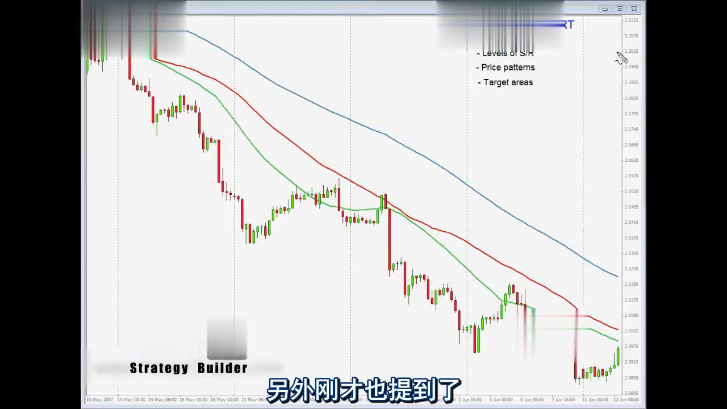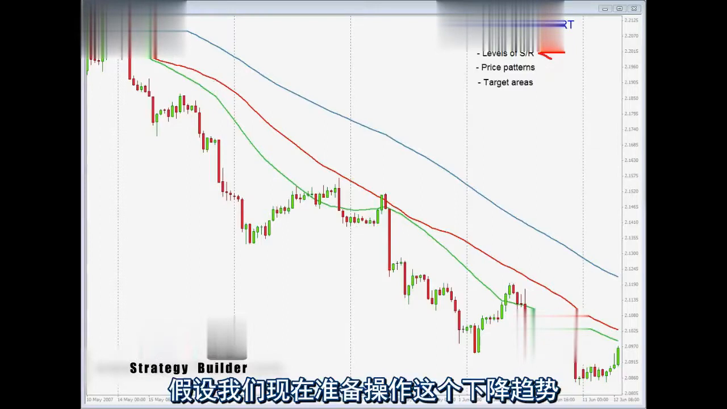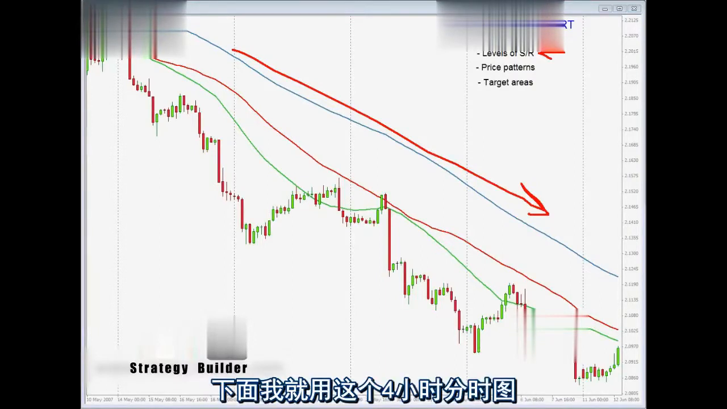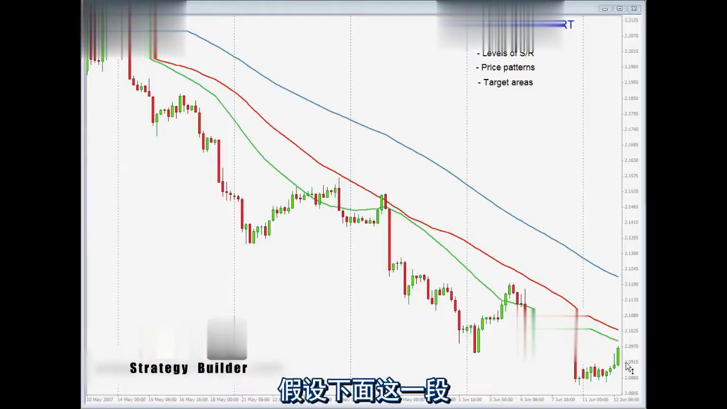Also, as I was saying, I use the setup chart in order to find what my main levels of support and resistance are, okay? Let's assume we are considering this downtrend scenario. Perhaps we might be interested in searching for short entries only, of course, since we are in a downtrend. So I would use this 4-hour time frame in order to search what my levels of support and resistance in this trending scenario are, okay?